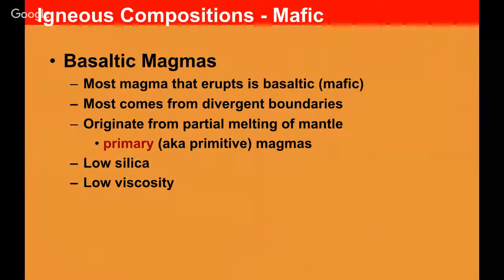In most of the magma that erupts, if you take into consideration the mid-ocean ridges, is basalt, right? Coming from these divergent plate boundaries where you're generating new plate. And they originate from partial melting of the mantle, this decompression melting. And they're commonly known as primary or primitive magmas because they're very similar to where they originate from, which is the mantle, right? They have low silica and low viscosities.